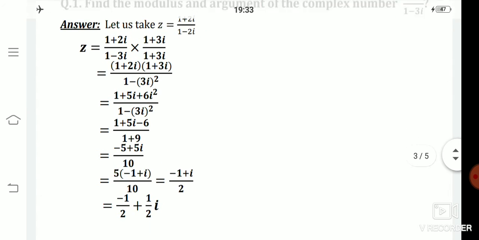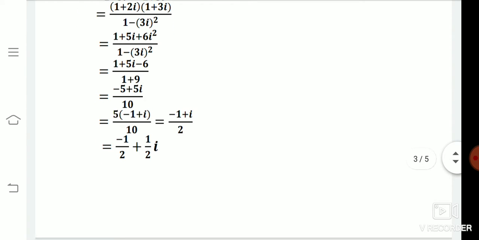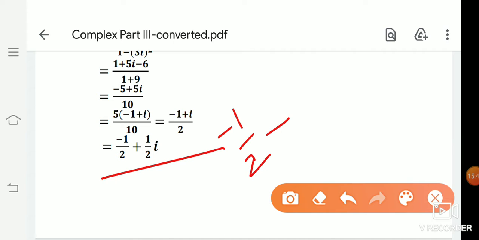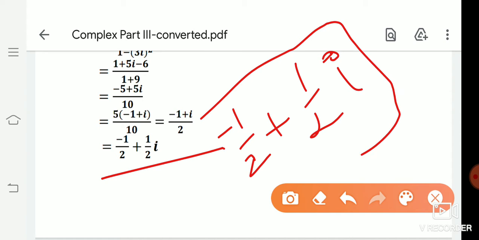Okay, after solving this we will get a complex number minus half plus 1 by 2 i. You can easily solve now, that's why I am not explaining that. After that you can easily solve that. We have to keep it in the complex form.